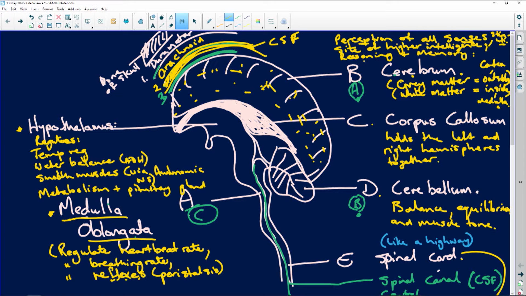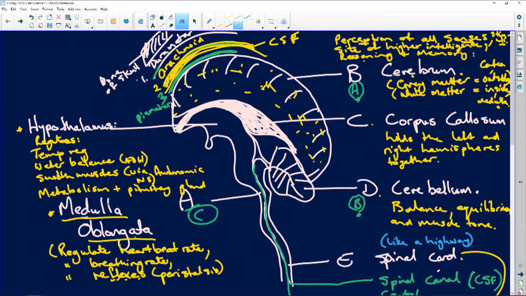Then your third layer is the closest to the cerebrum. This is your pia mater. So P-I-A, and think of pia as in, well, I always used to say pea brain. So your pia mater is right around the cerebrum, and then you have the arachnoid, and between the pia mater and the arachnoid is the cerebrospinal fluid, and then you have the dura mater.